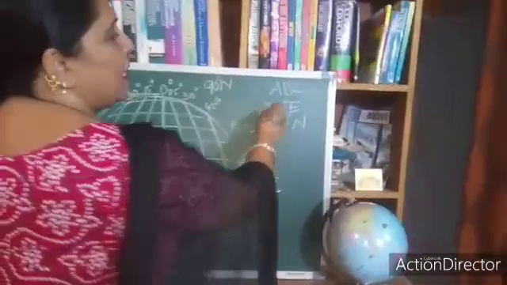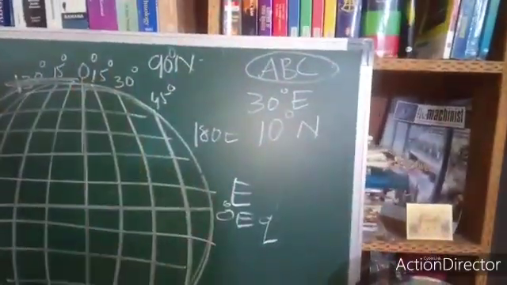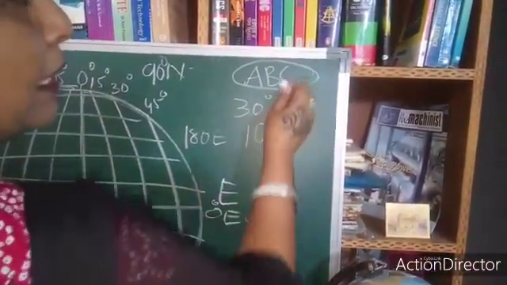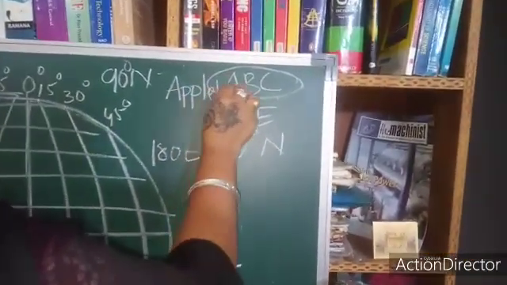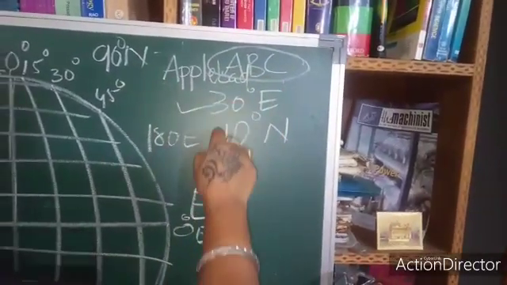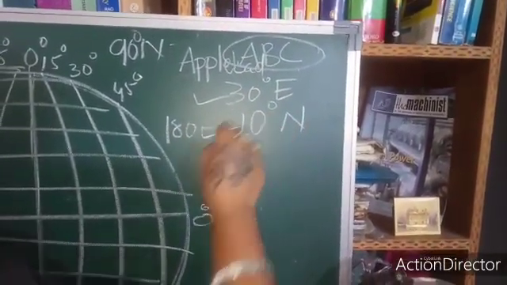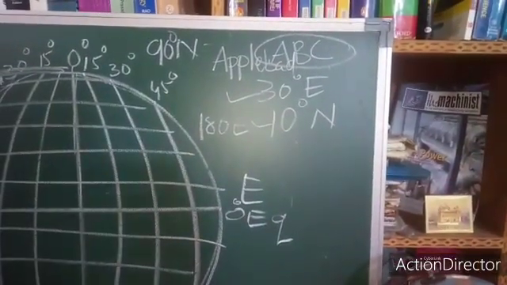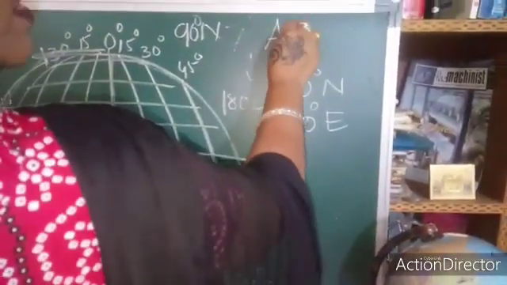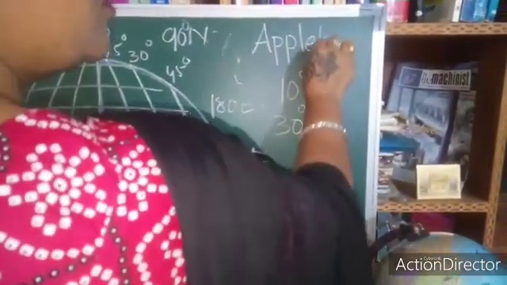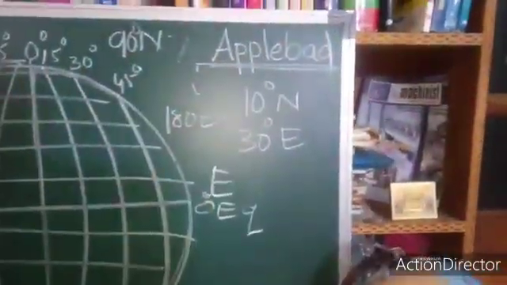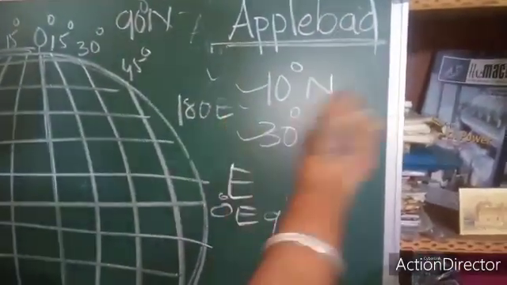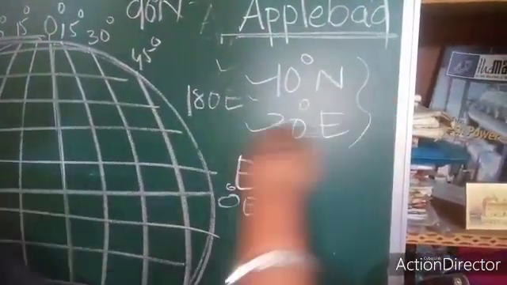Let us see, a place is named ABC. Or let us name it Applebad, like Ahmedabad is there, Applebad is there. The coordinate is 30 degree east and 10 degree north. I'll teach you how to use the grid. We have taken a place Applebad. Its coordinate is 10 degree north and 30 degree east. And we have to locate this place.